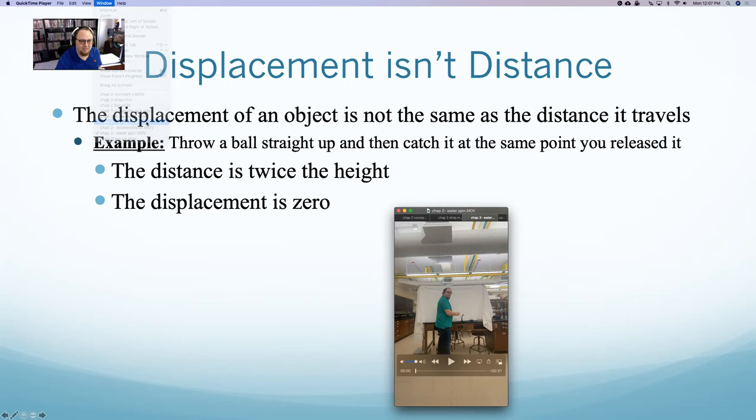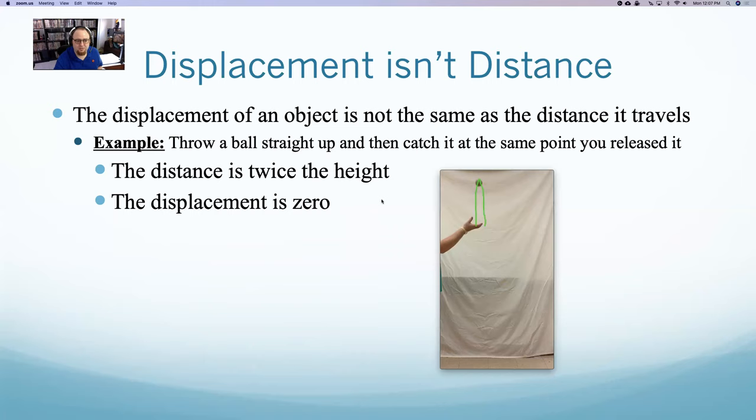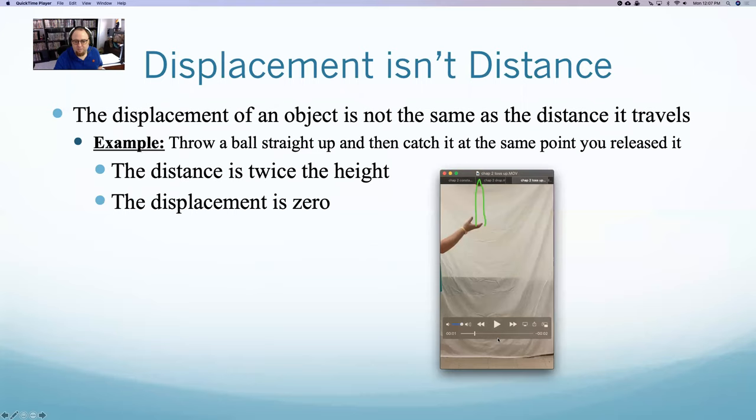Okay. If I take a ball and throw it up and catch it at the same height, I could talk about the distance it travels. The distance the ball travels is going to be basically twice the height, because it goes up some height and then back down. That would be the distance it travels. But the displacement would be zero, because it started and stopped at the same point. Make sense so far?